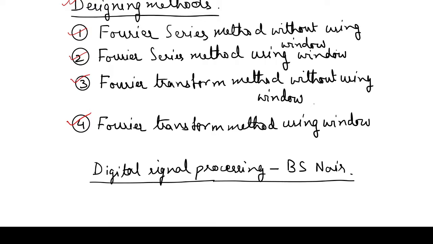If you see, these two are similar, whereas the next two are also similar. The only thing is that in the second and the fourth, we are using some window functions to modulate the response of the filter. These windows, as I told you earlier, help us in reducing the Gibbs phenomena significantly, and that is the only reason why we want to use the windows.